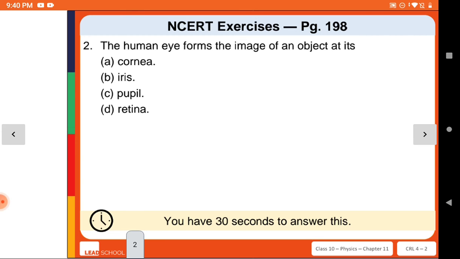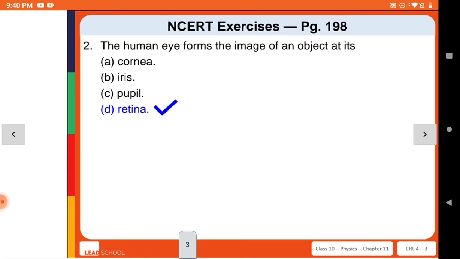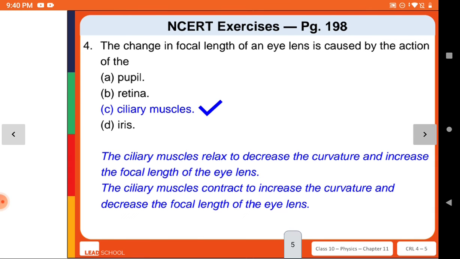First, the human eye forms the image of an object on the retina. Next is the NCERT exercise, page number 108: the change in focal length of the eye lens is caused by the action of the ciliary muscles.